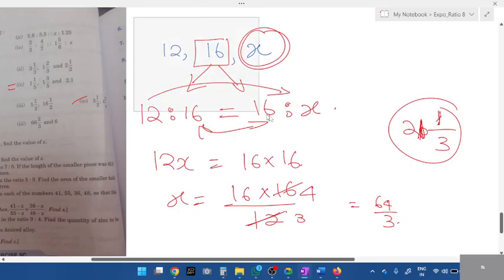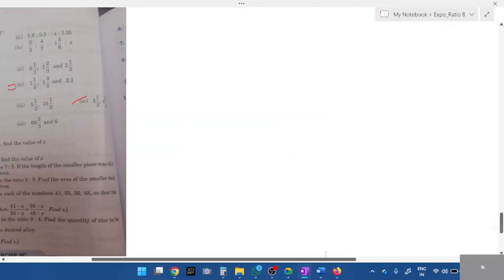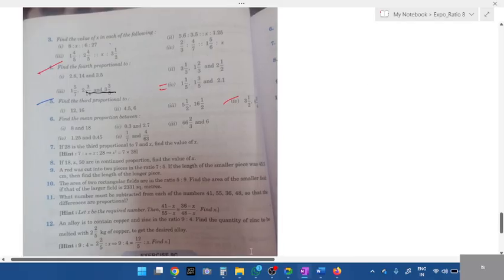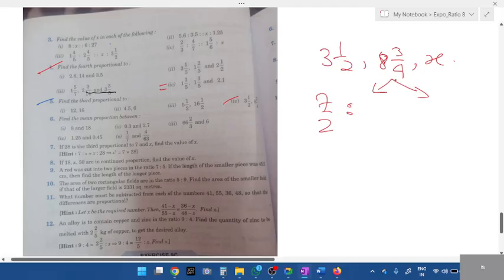I had given a last question. Did you all complete the last one? Tell me the last one, students. The question is 3 1 by 2, comma. What is it? Is it 8 3 by 4? 8 3 by 4. Third proportion, take it as x. Middle proportion split into 2. 3 twos are 6, 7 by 2. This middle proportion split into 2 parts. What do you get? 8 fours are 32.